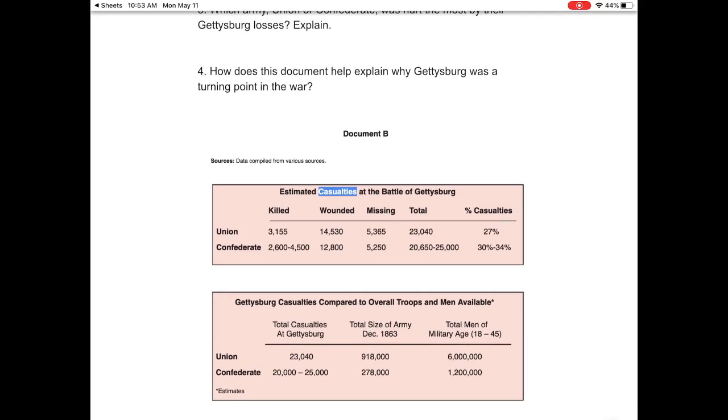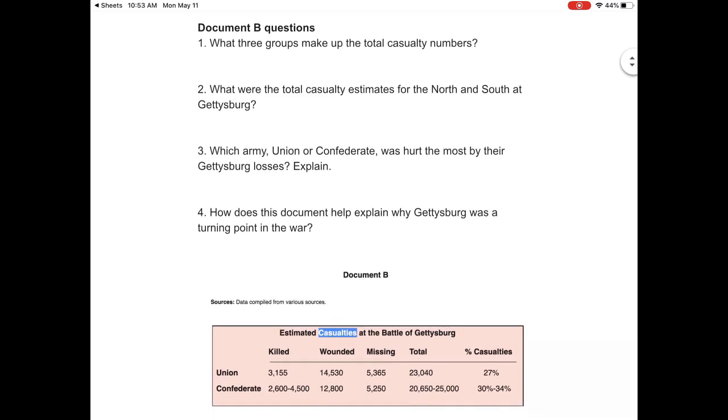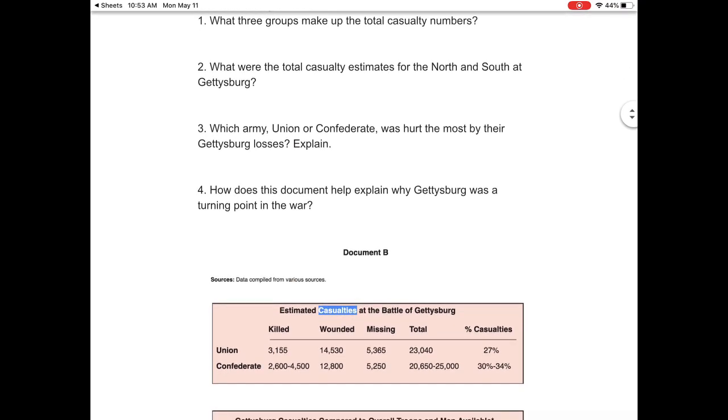So this document is data compiled from various sources, estimated casualties of the battle, and the casualties compared to overall troops. So kind of how many troops did they have in total, and what percentage of casualties did that inflict. And this gets to one of the huge advantages that the North had over the South, which was in number of men. There were many more, I believe three times the population or so of people lived in the North as they did the South.